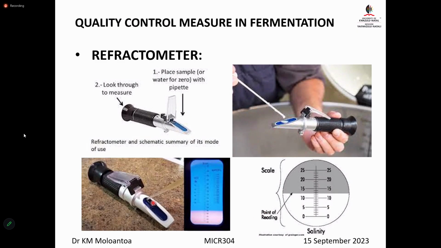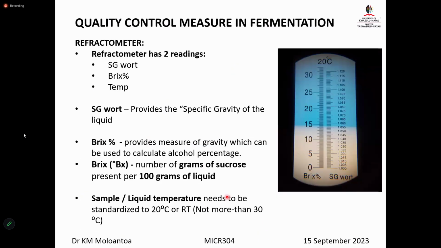So you drop a sample there, you close this lid, and then you observe. And then what you're going to be seeing in the field will be this particular window, right? So this is how it will look. And then the temperature should be at 20 degrees Celsius. This is optimal for this particular equipment so that it gives you accurate readings. And then what you get from this refractometer is the Brix percentage and the SG wort, which is the standard gravity, all right? So the specific gravity, not standard. So the SG wort is the specific gravity. You've got the Brix percentage and you've got the temperature.